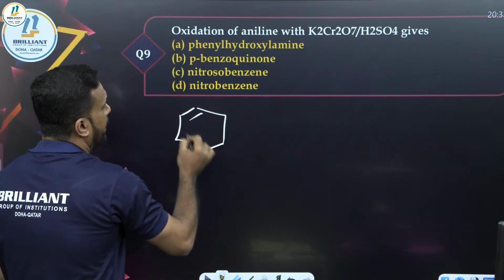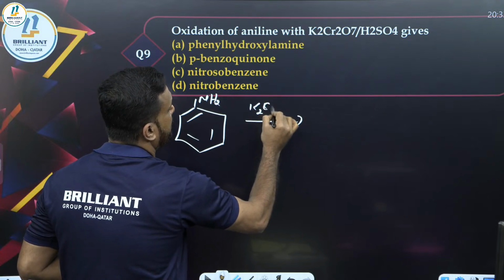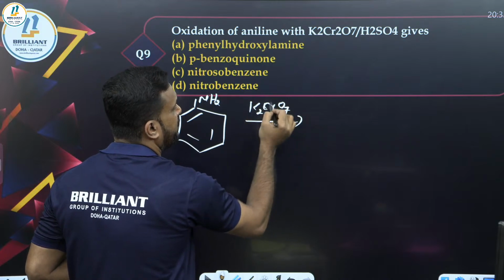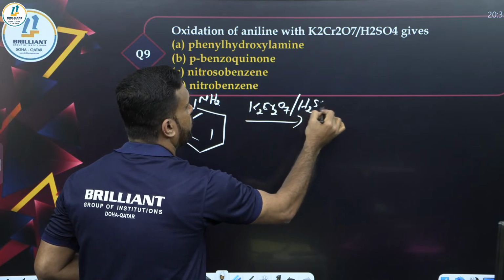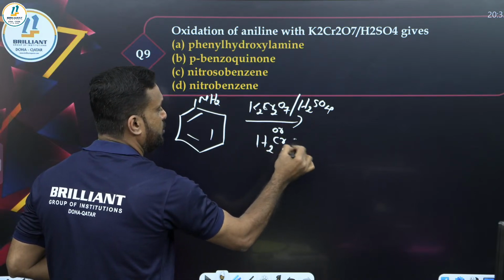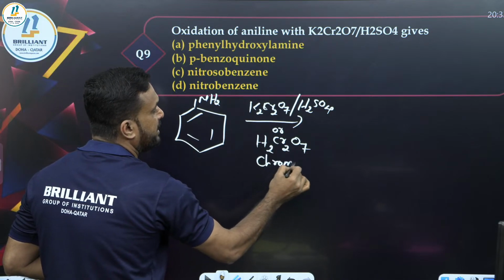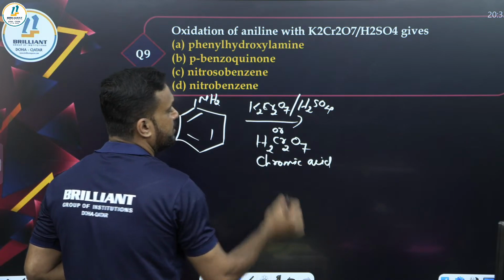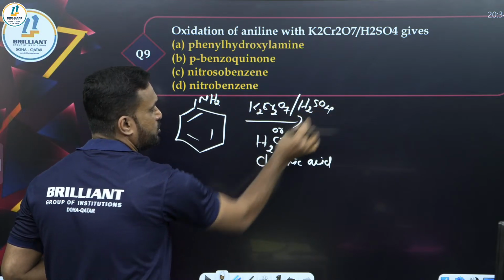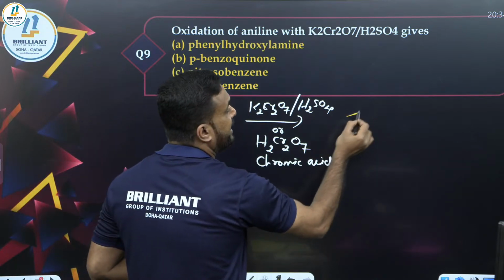Aniline, when it reacts with K2Cr2O7 or Na2Cr2O7, potassium dichromate or sodium dichromate, normally potassium dichromate, and H2SO4. And keep in mind, sometimes they can give the same thing as H2Cr2O7. Don't get confused, it's a combination of the same thing, called chromic acid. Na2Cr2O7/H2SO4 or K2Cr2O7/H2SO4 or H2Cr2O7, it's all the same, keep in mind. Then you will be getting a diketone.